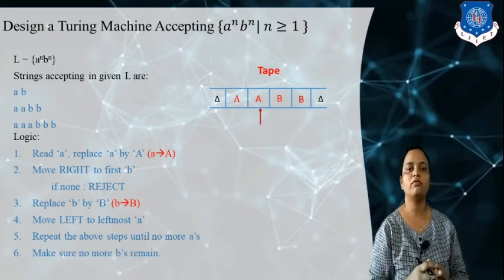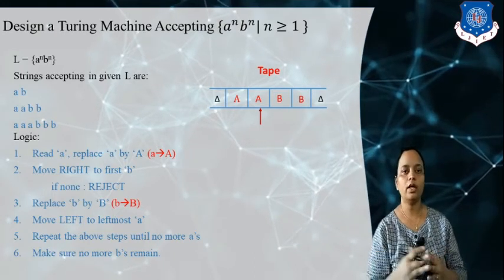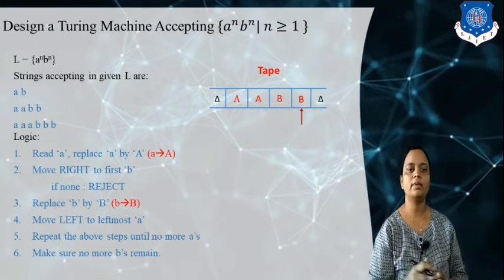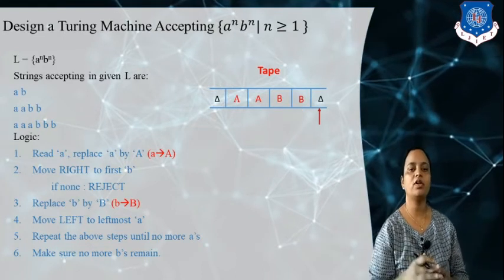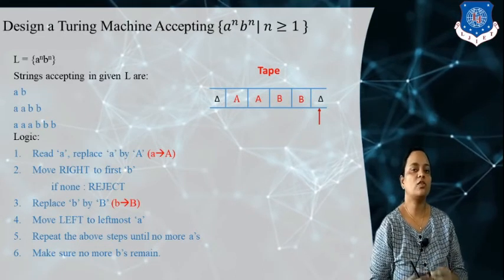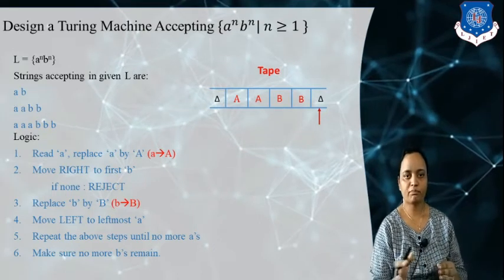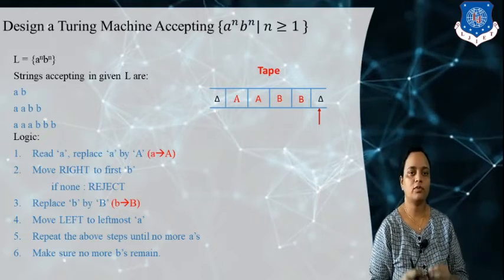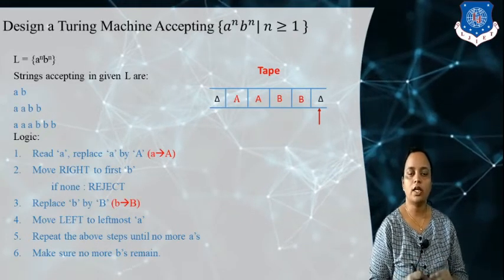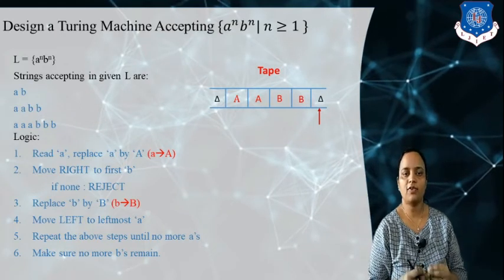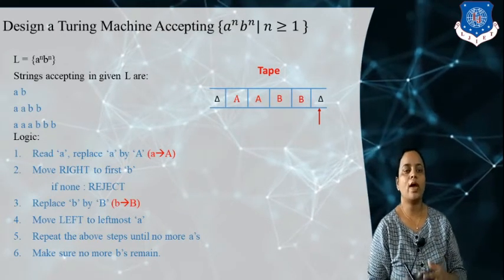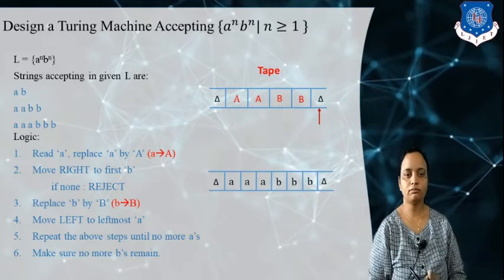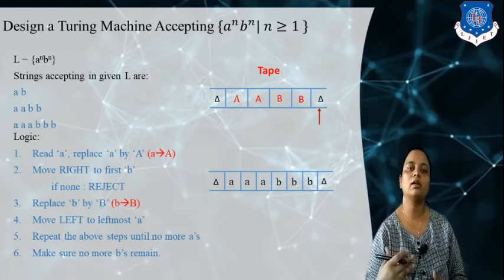So I move my head to the right side. Here capital B, skip it, capital B, just skip it. Now we have reached the delta. So there is no small b. We have reached the delta, so we can say that in this way this logic is used to accept this string. Now let us understand this concept by using another example.